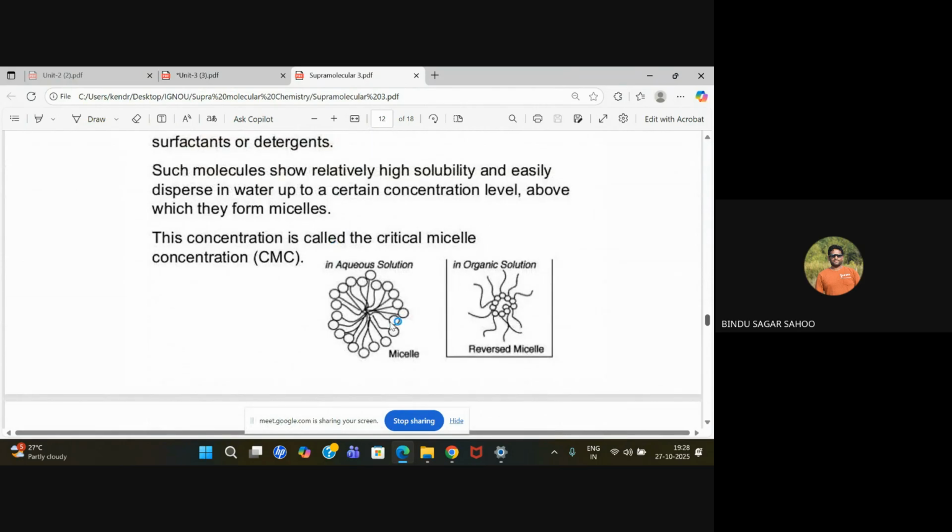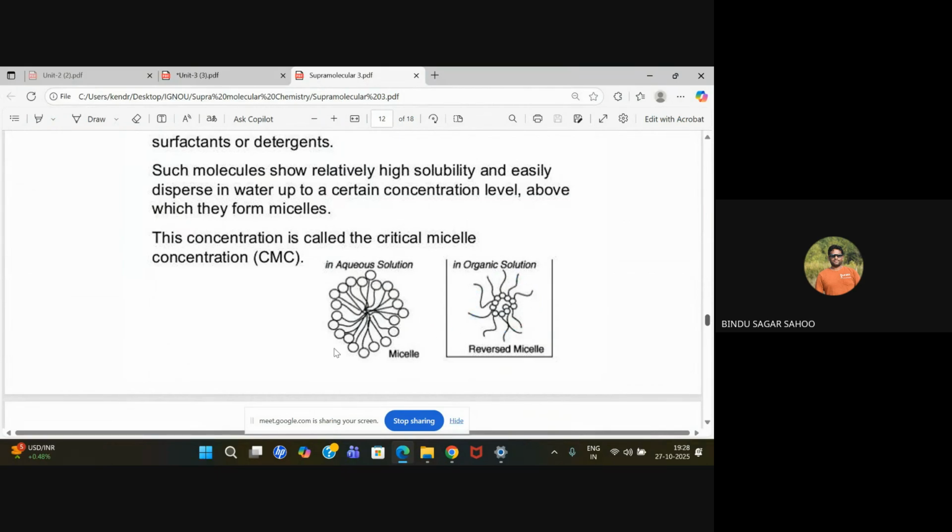So in aggregation, micelles also form a structure like that. They have a hydrophilic end and a hydrophobic part. Again, you can see in the center the hydrophobic part is concentrated, or the straight lines are concentrated. The hydrophilic ends will face outward and the hydrophobic parts will merge at the center. They will form a structure like that.